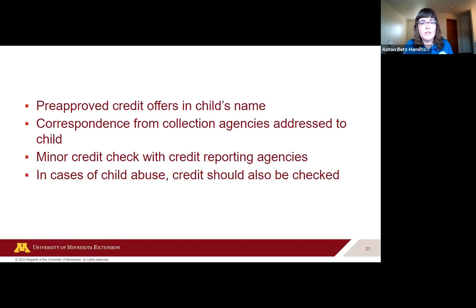Correspondence from collection agencies addressed to the child. You might be inclined to think, oh, that's just a mistake. It's likely not a mistake. It's likely tied to identity theft.